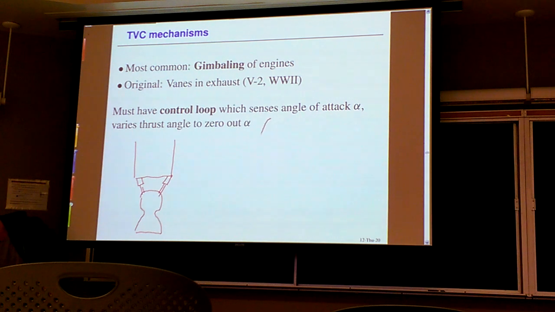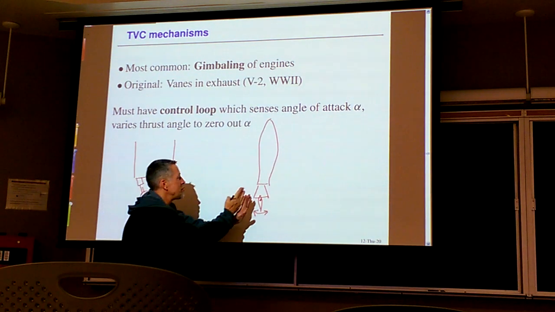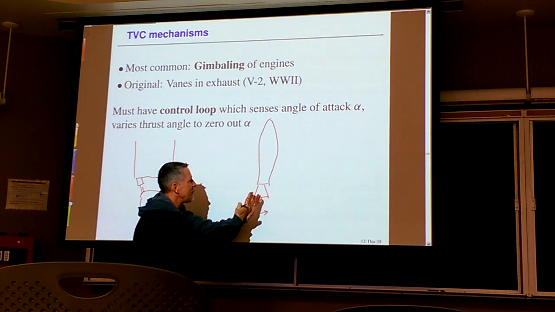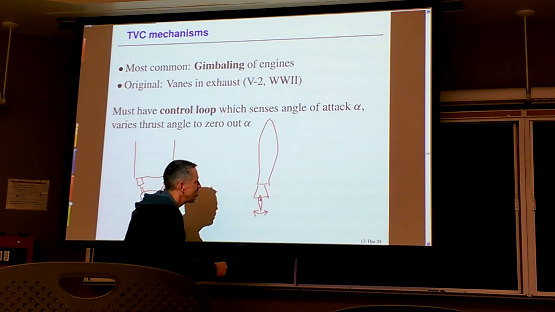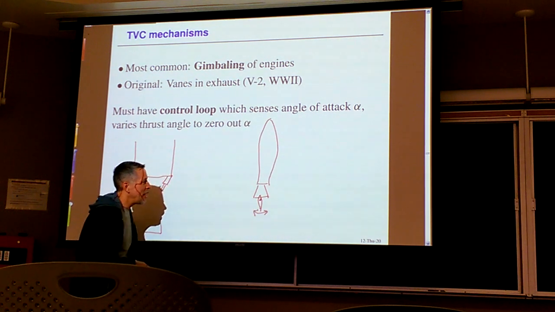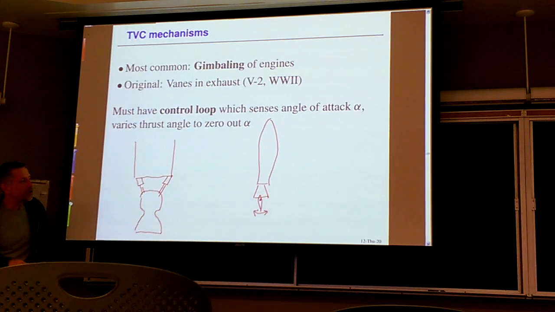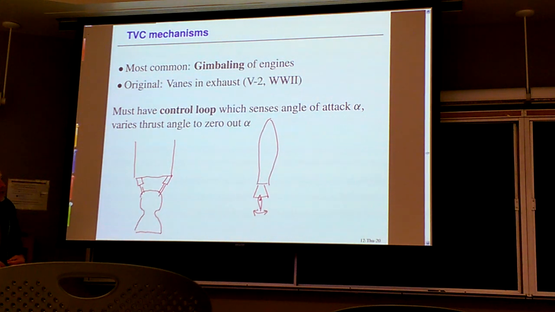Another way you can do this: the V2s actually had these vanes sitting in the exhaust. They're basically like ailerons, and they turn and physically deflect the exhaust. These are mounted at the back end of the nozzle, and as you might expect, they don't survive all that well. The V2s didn't actually fire all that long, and they didn't steer all that accurately, but they steered accurately enough to basically get to London, or close to London, and they caused a lot of damage.